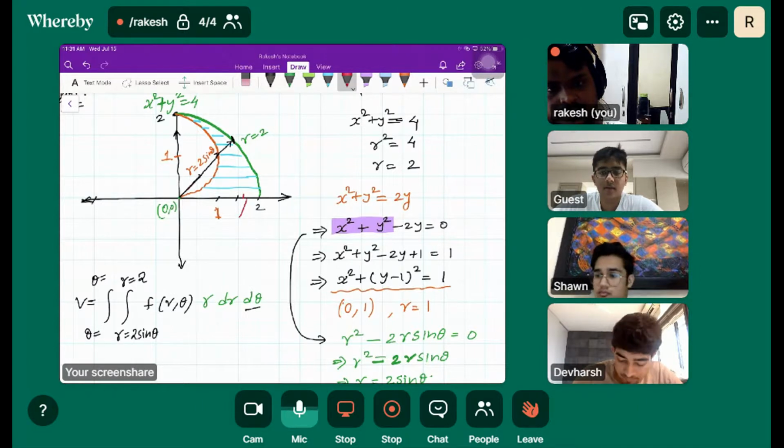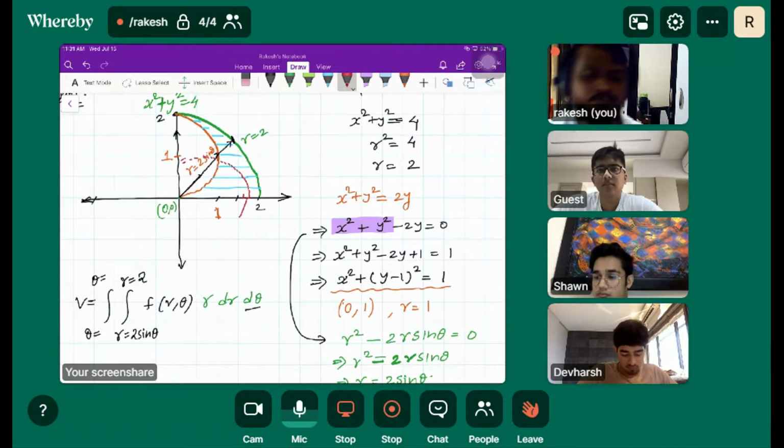Have I entered the region now? Yeah, I'm about to enter the region. Look at that red curve. Okay, so I'll start noticing theta. Theta is 0. Then I'll go along the region until I just cover the whole region. So theta is equal to 0 to pi by 2.